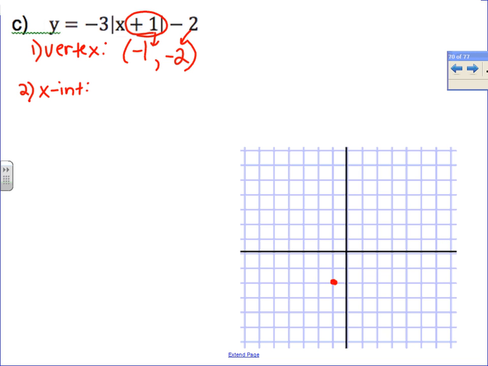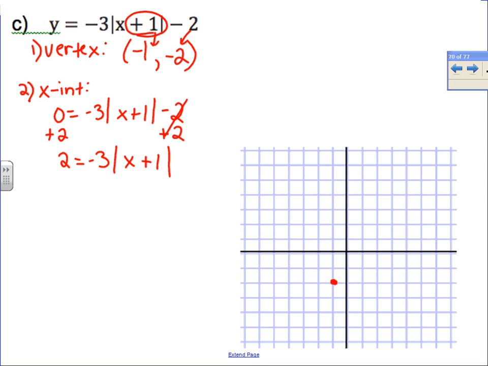Okay, let's go to our x-intercept. To find these, you put a 0 in for y and solve. So 0 equals -3 times the absolute value of x plus 1, minus 2. Before you split it up, we add 2 to both sides. You get 2 equals -3 times the absolute value of x plus 1. Then we divide both sides by -3. So we have -2/3 equals the absolute value of x plus 1.